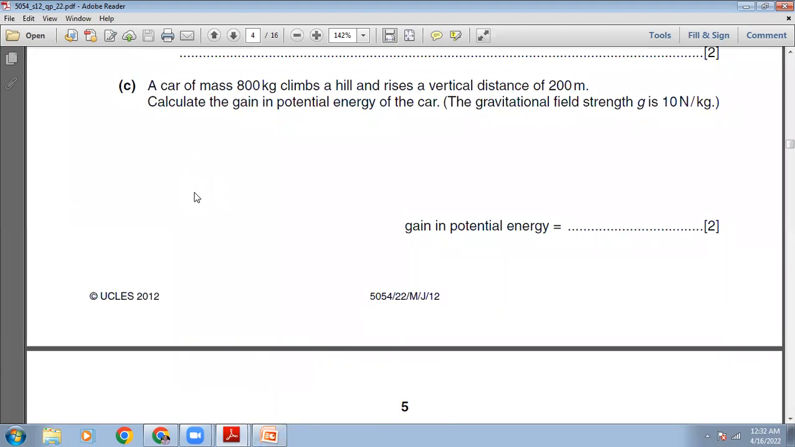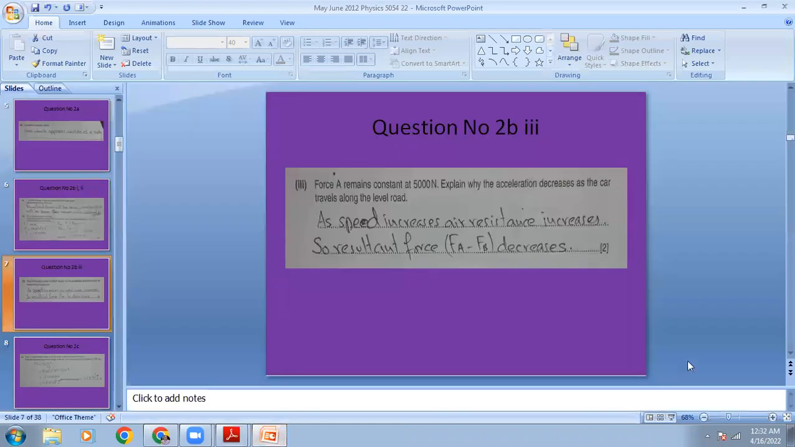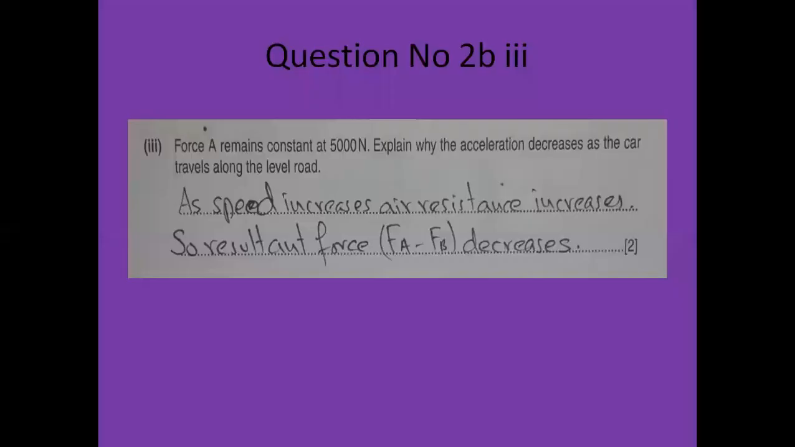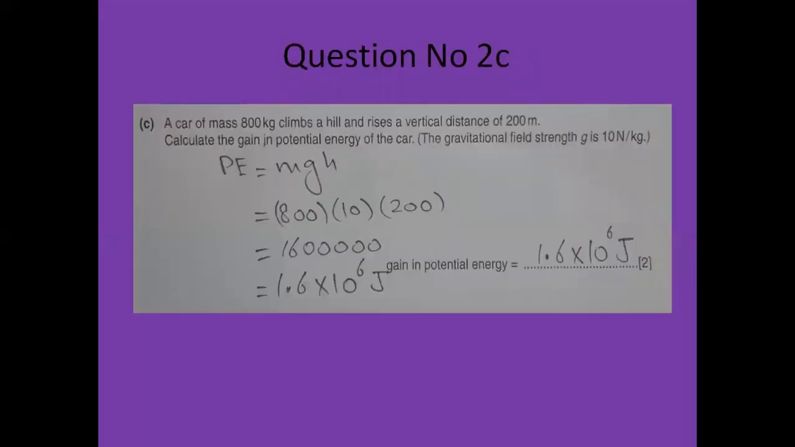A car of mass 800 kg climbs a hill and rises a vertical distance of 200 meters. Calculate the gain in the potential energy of the car. You know the potential energy is equal to mgh. M is 800 kg, g is 10, and h is 200 meters. Just put these values in and you will be able to find the gravitational potential energy.